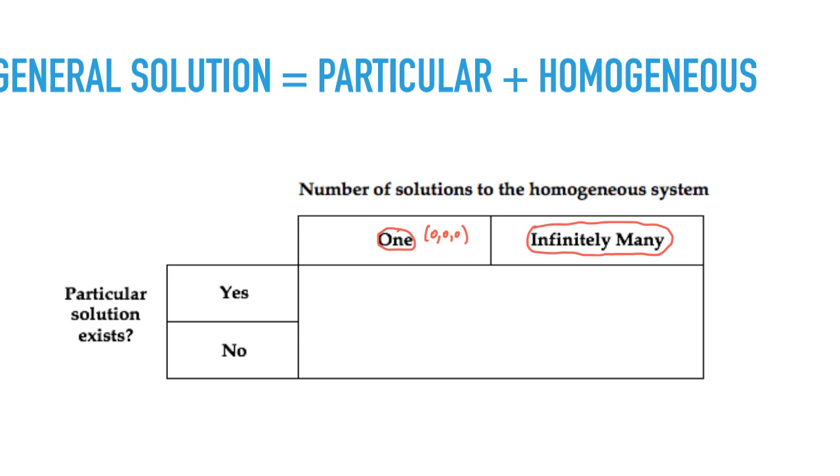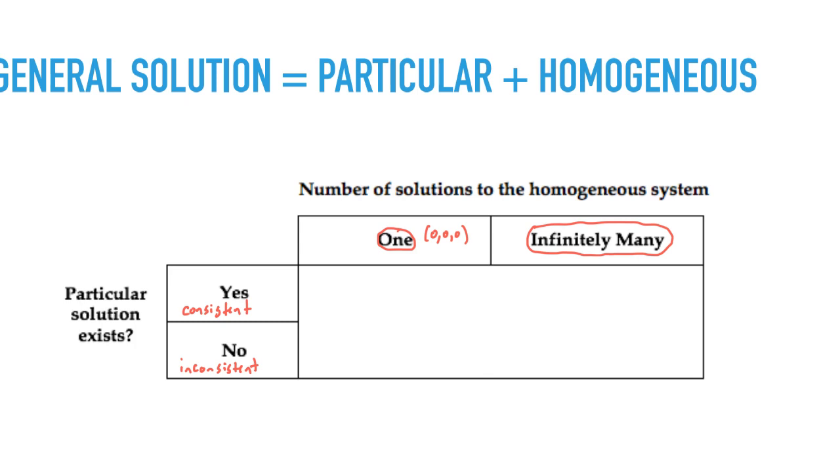Let's take a look at the other side of the table now. Does a particular solution exist? If one does, then that must be a consistent system. And if one doesn't, it must be an inconsistent system, right? If no particular solution exists, then you can't have a situation where an infinite number of solutions exist. And now let's see what happens when these different parts of the table match up.